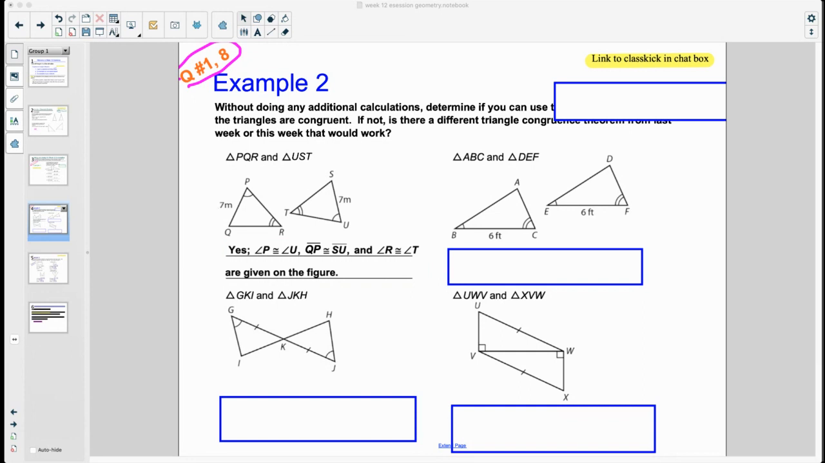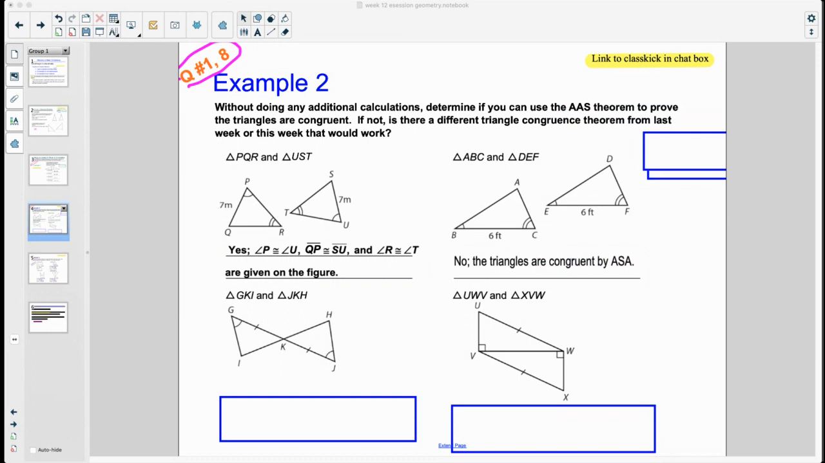Now the next one, notice you have two angles and a side as well. However, the side is the included side. It is not the non-included side, so angle side would not work. However, it would be one of our ones from last week, which is angle side angle.